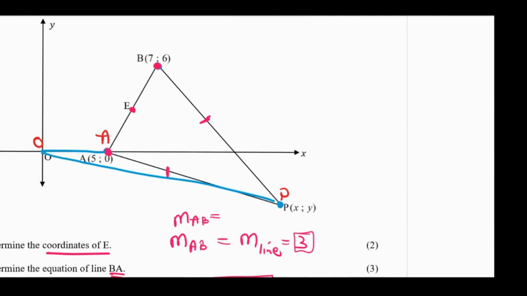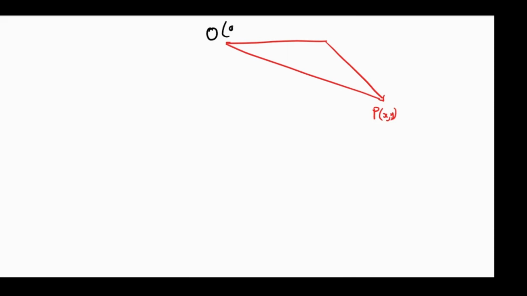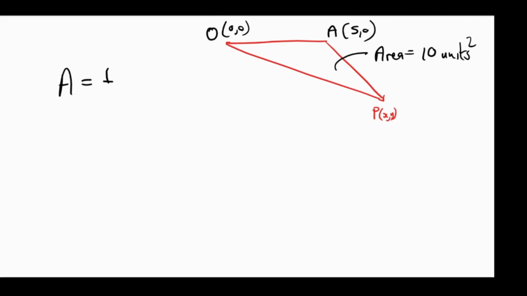And we are given the value of A, which is 5 and 0, right? This one here. And we are given the origin, which is 0 and 0, right? So those are some of the information that we have. So the origin is 0 and 0. A is 5 and 0. The area is given as 10 units squared, right? So the first thing is, let's identify the area of a triangle. Area of a triangle is half base times height, right?